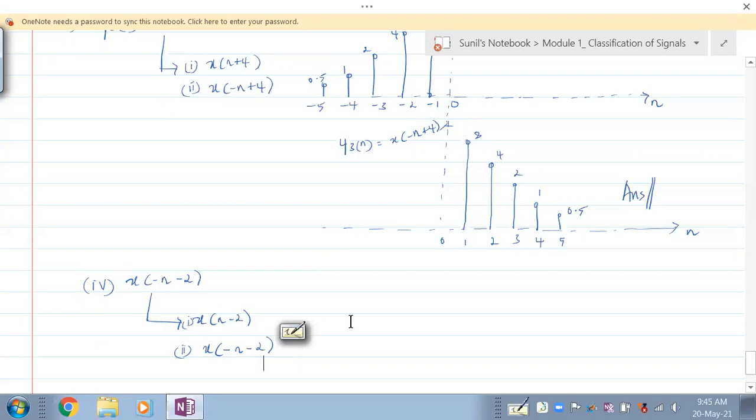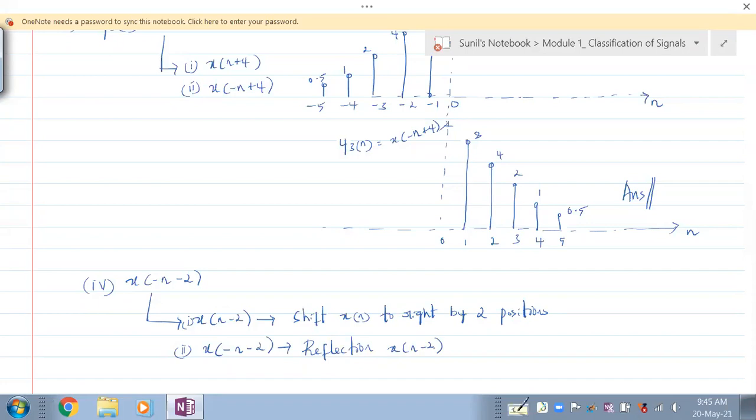Fine, what is this? This is shift of x of n to the right by 2 positions. And what is this? Reflection of x of n minus 2. So you do this yourself. Okay, so now let's move on with the next sketch.